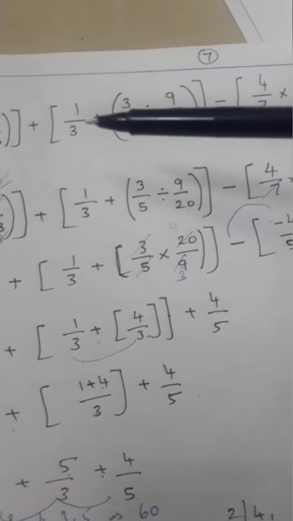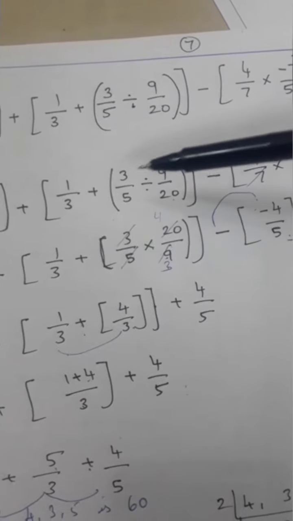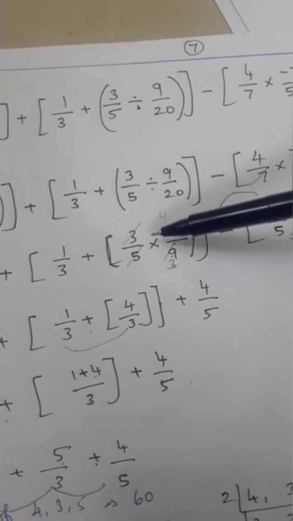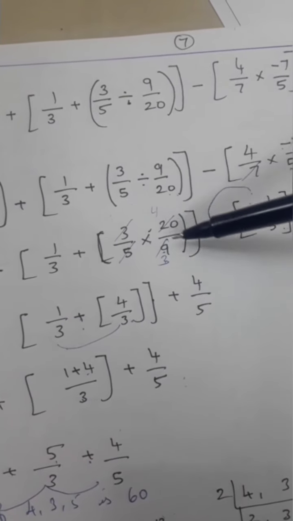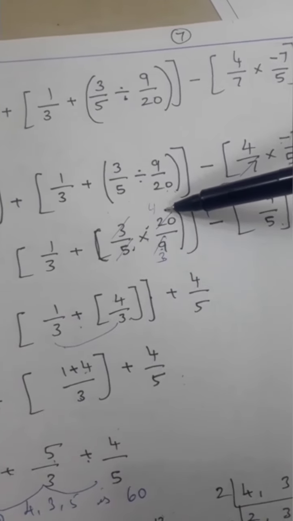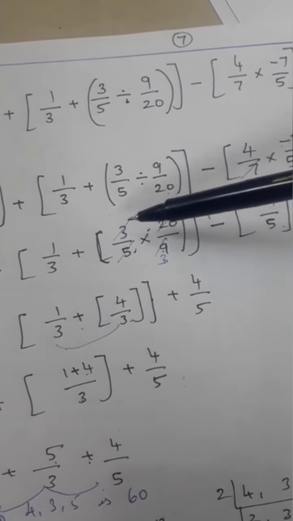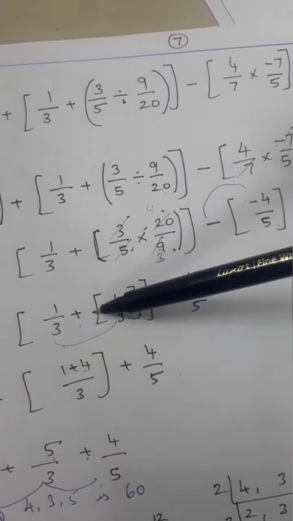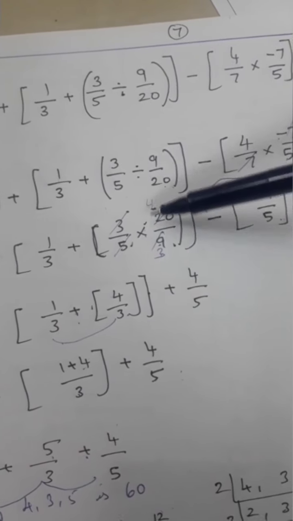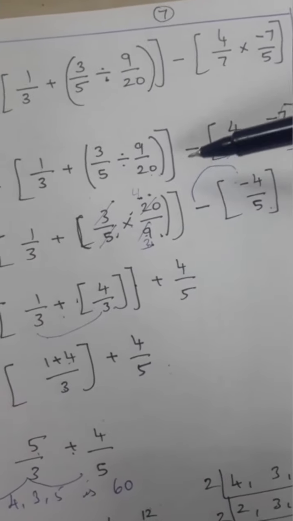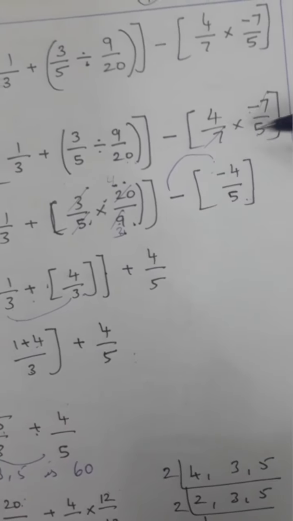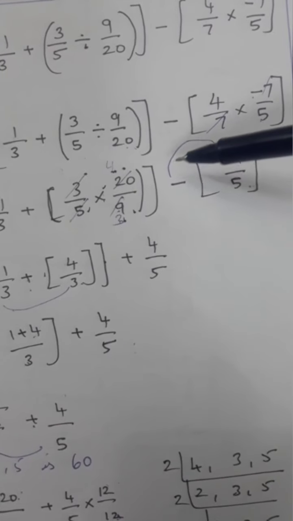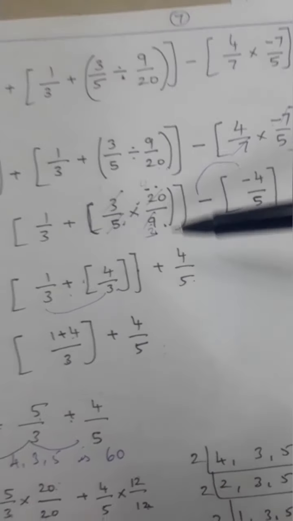Second one, 1 by 3 plus 3 by 5 divided by 9 by 20. So division changes into multiplication. So 20 by 9. 1 5 is 5, 4 5s are 20. 1 3 is 3, 3 3s are 9. Still I am not touching 1 by 3. 1 by 3 plus, the answer comes, what is the answer? 4 by 3. Minus here, 7 7 strike out, remaining number is 4 by 5, minus 1 minus, so minus 4 by 5. Minus into minus is plus 4 by 5.